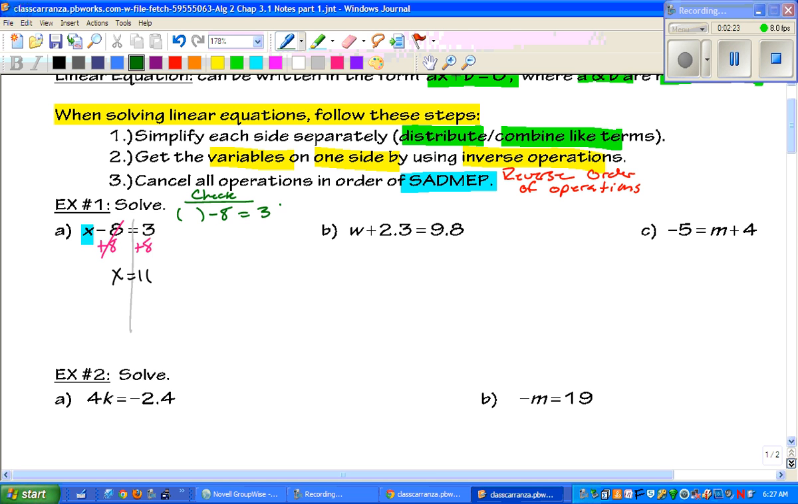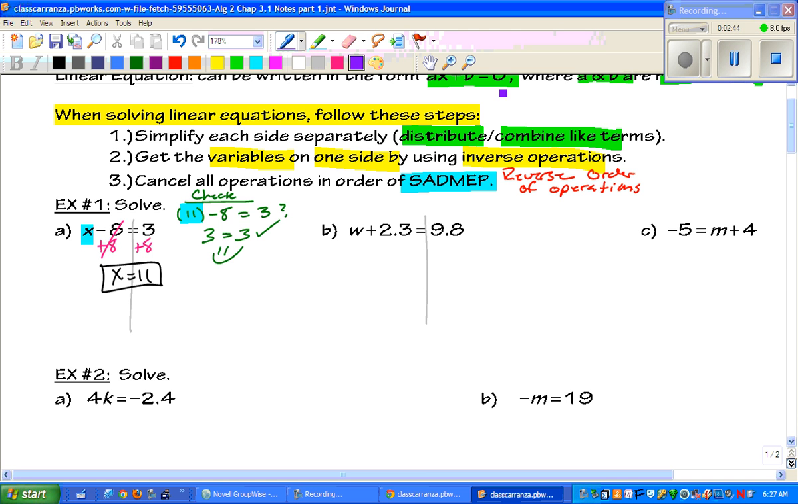And one of the things that I love about this is we can figure it out by plugging it in. Okay, so x was 11, so I'm going to plug in 11. And 11 minus 8, well, that's 3. And does 3 equal 3? It does. We're happy. We did the work right. There's our answer.